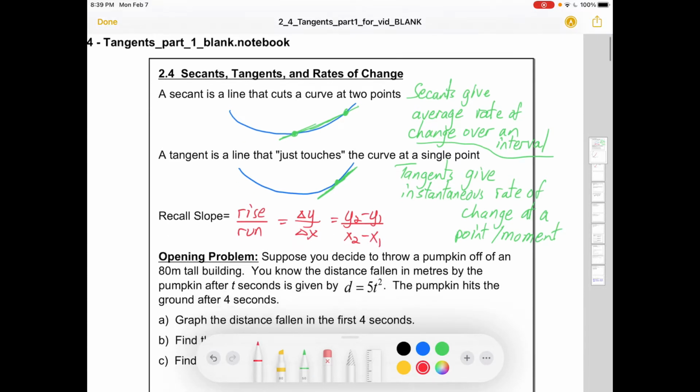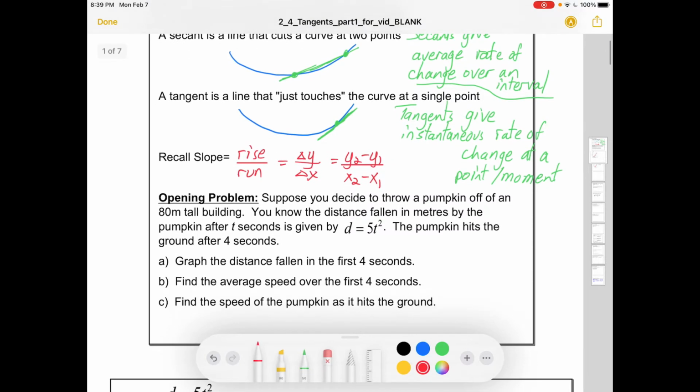To put this in context a little bit, we're going to think about an opening problem. Suppose you decide to throw a pumpkin off an 80-meter tall building. You know the distance fallen in meters by the pumpkin after t seconds is given by d equals 5t squared. That's really, roughly, how it would work on planet Earth. And so the pumpkin's going to hit the ground after 4 seconds, because if you put 4 in for t, you get 80 meters. And we're going to do three things.